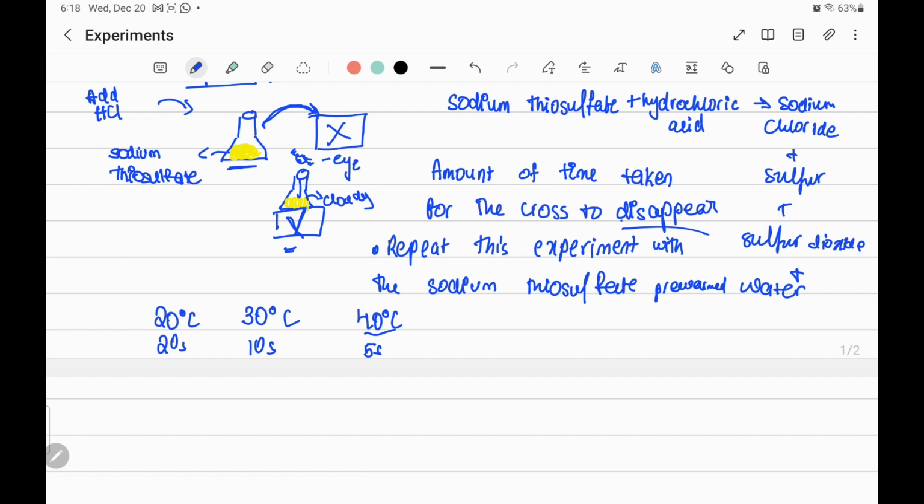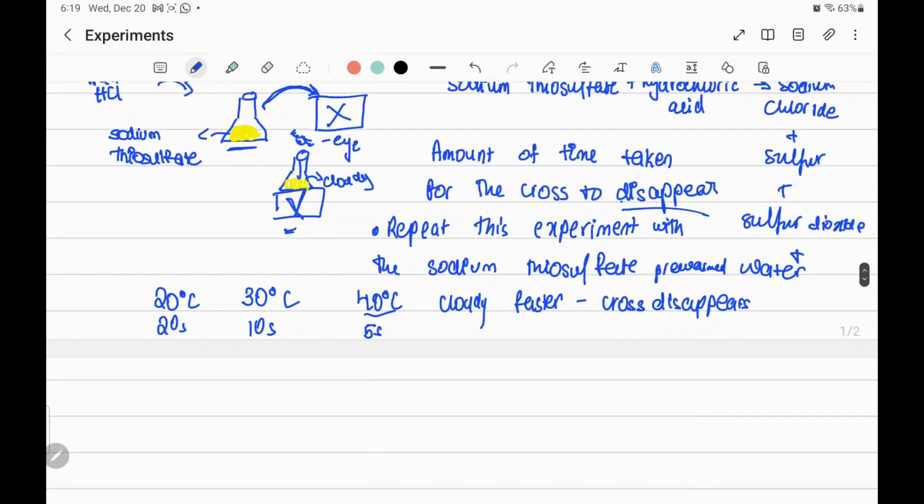This is not accurate data. I haven't obviously performed the experiment. We're just working with experimental values over here. So as you can see, when you increase the temperature of the solution, the reaction rate increases, the precipitate becomes cloudy faster, and the cross disappears. And that is how you can measure the rate of reaction using this experiment.